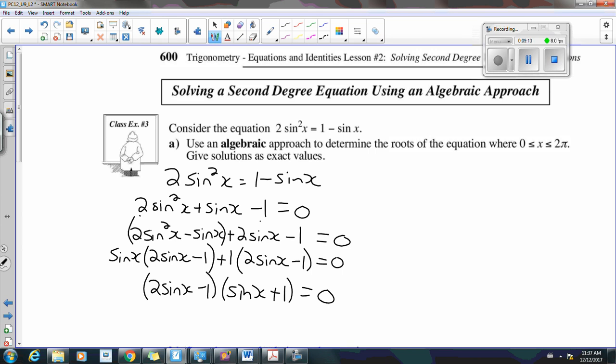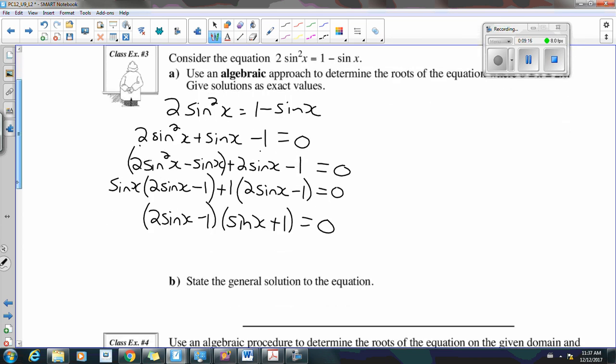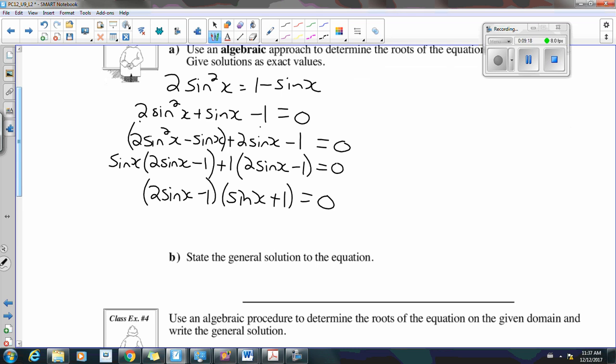Now, solving a quadratic equation, we'd set each factor equal to 0 and solve for x. So that's exactly what we're going to do. So I'm going to have 2 sine x minus 1 equals 0.